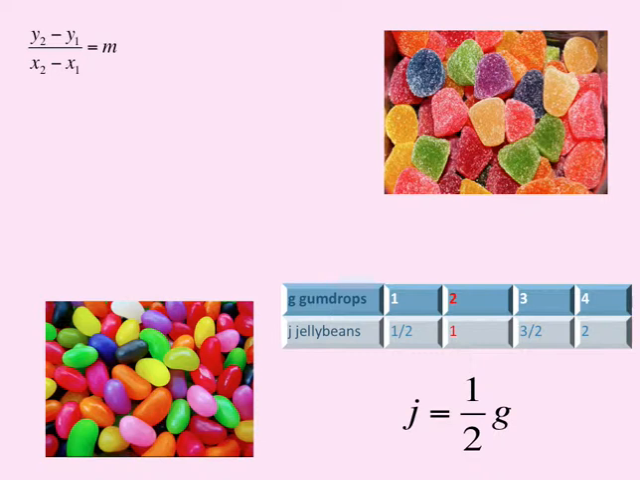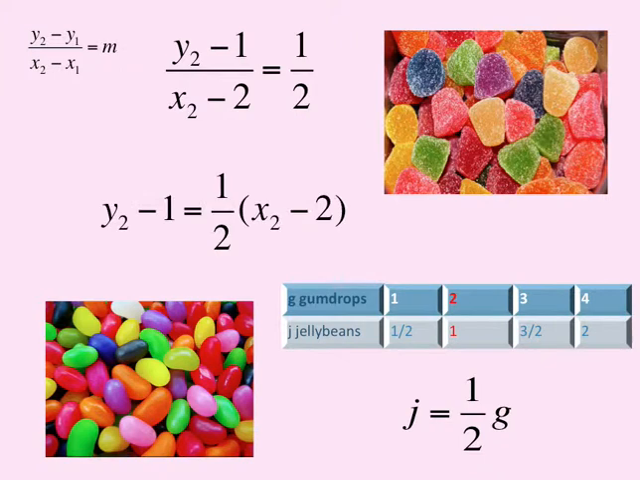Finally, I have the equation j equals 1/2 g. In order to avoid fractions, I'm going to choose the point x sub 1 equals 2, y sub 1 equals 1, and I already know the slope is 1/2. So substituting into the formula for the slope, I get the following. However, I don't want to cross multiply like a proportion. I'm just going to multiply both sides of this equation by the quantity x sub 2 minus 2. And I get y sub 2 minus 1 equals 1/2 times the quantity x sub 2 minus 2. Again, this is point-slope form of this linear equation.